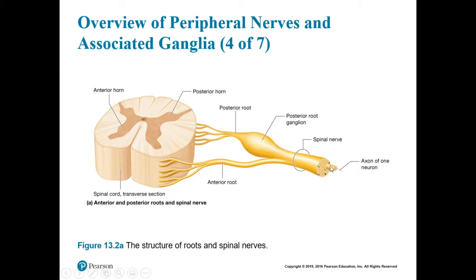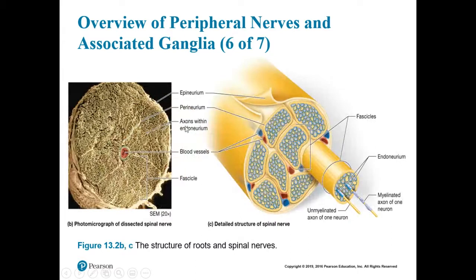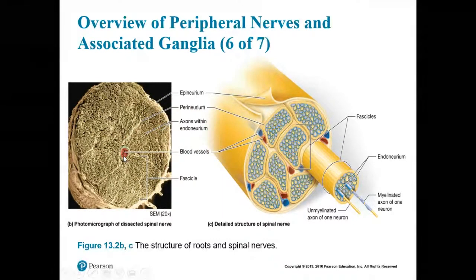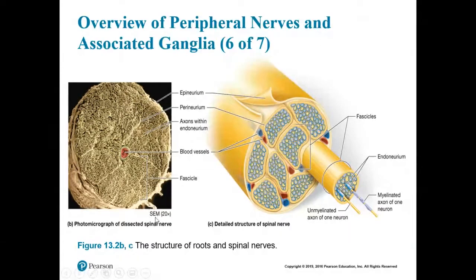thousands to millions of neurons. This is a bundle of axons essentially that comprises the actual nerve. There's many of them, hundreds of thousands, even millions within the nerve. So zooming in on the actual nerve, this is an actual one under scanning electron microscope. So you're looking at the entire nerve right there.